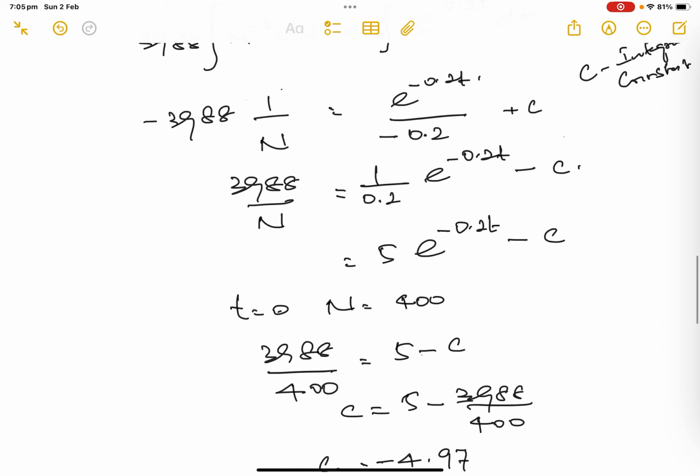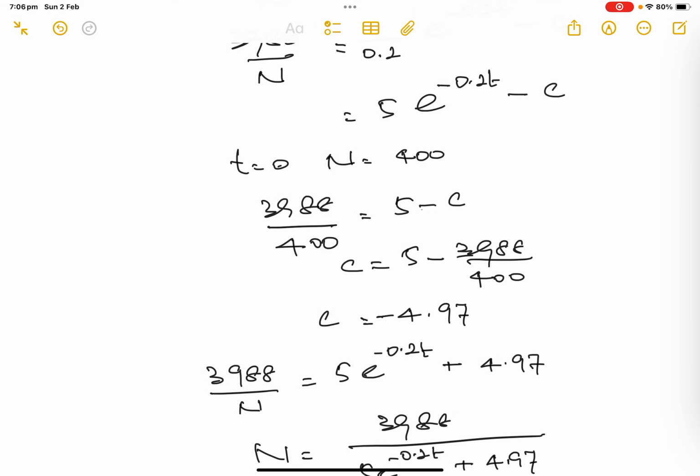Right, so a bit more simplification. We have a minus on the left hand side, a minus on the right hand side, just ignore that minus. 3988 over n equals 1 over 0.2 e to the power of minus 0.2t minus c, because we took minus here, so minus plus divided by minus is minus c. 1 over 0.2 is 5, so 5 e to the power of minus 0.2t minus c.